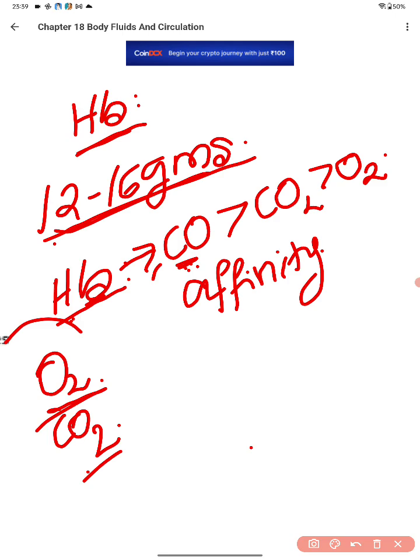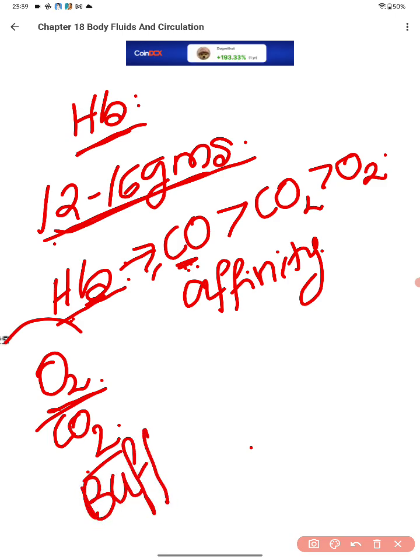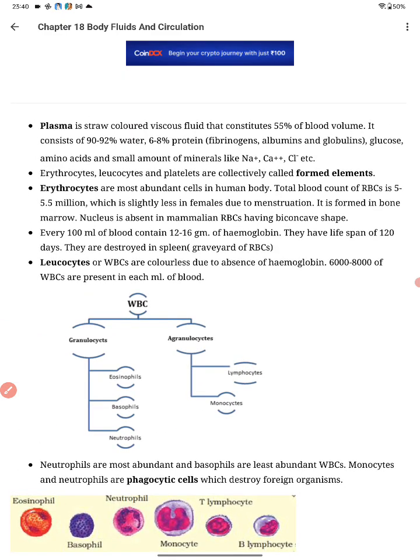It also helps in buffer maintenance. Hemoglobin helps in the buffer maintenance. So these points are enough. This is the function of RBC. And let's talk about where RBCs are manufactured and where they are thrown after their work is over.